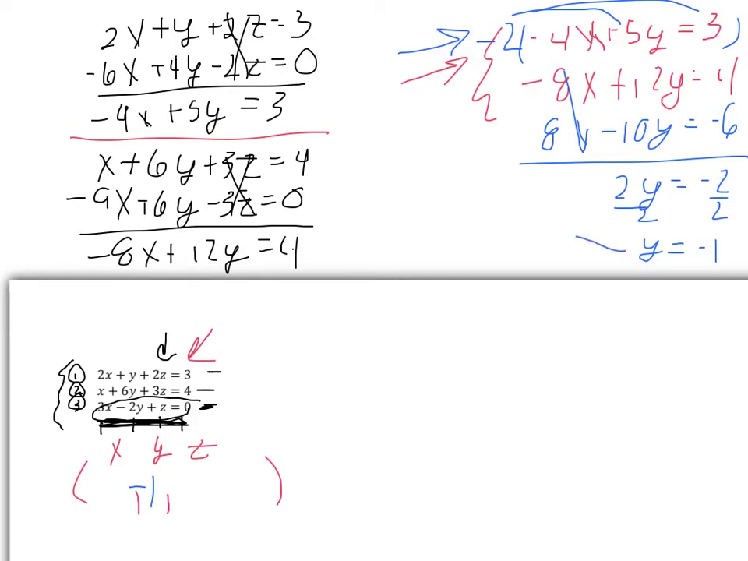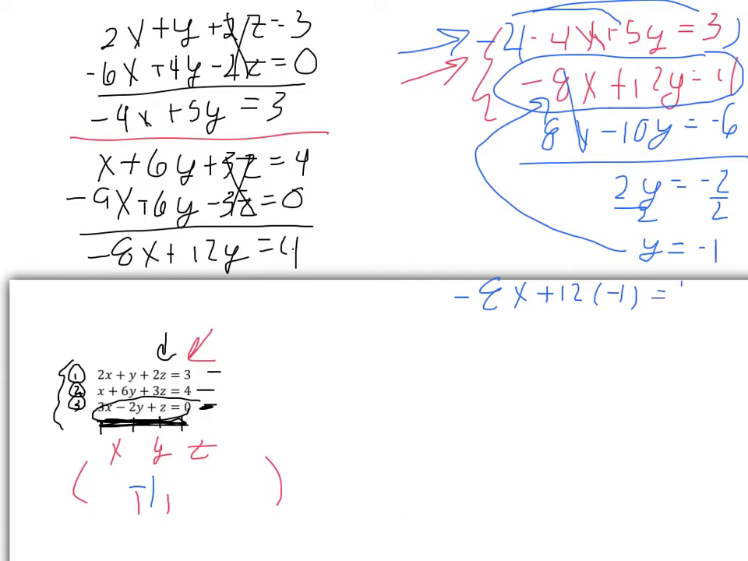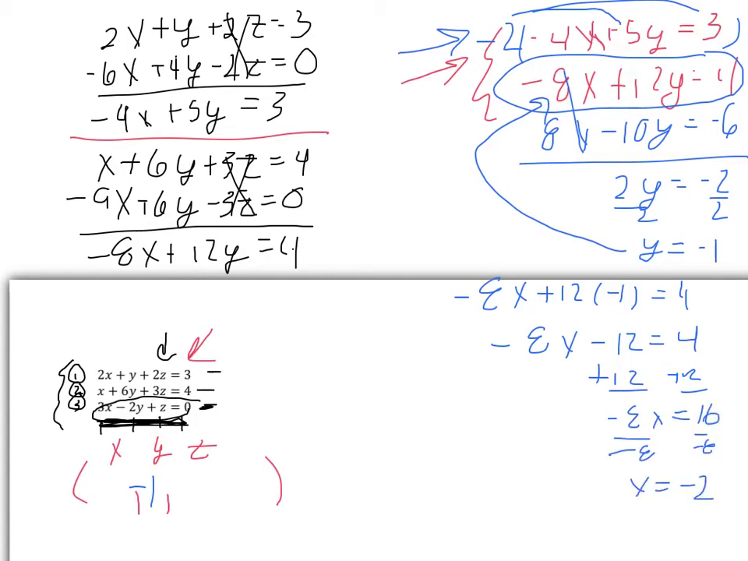Now we can plug this back into anything to get our x. I'll just plug it into this equation right here. So negative 8x plus 12 times negative 1 equals 4. So negative 8x minus 12 equals 4. Add 12. So we get negative 8x equals 16, divided by negative 8, we get x equals negative 2. So, x is negative 2, y is negative 1.